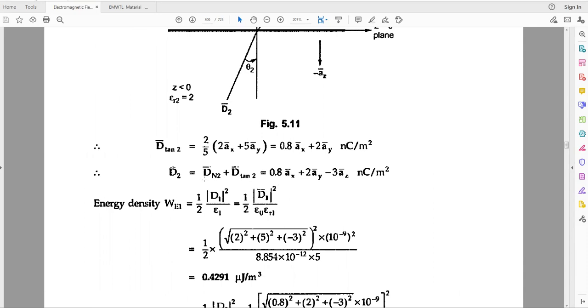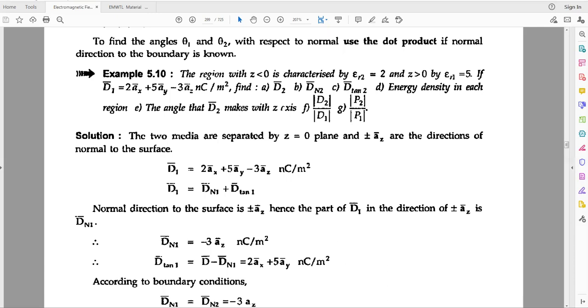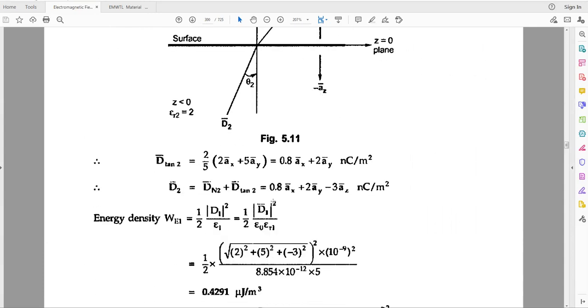Dn1 and Dn2 are both equal according to the boundary conditions of dielectric and dielectric. That is minus 3 AZ bar only, for both. This is the D2 we got. So in this example, what they asked was to find D2. We got Dn2, and D tan 2 we also got. All the functions whatever they asked, D2, Dn2 and D tan 2 values, we have.